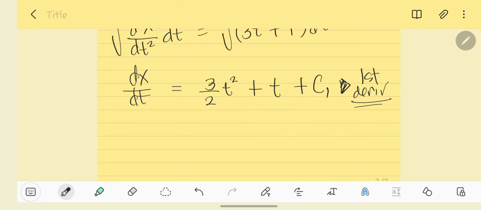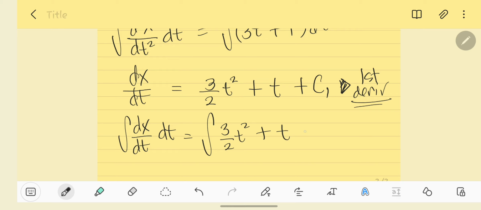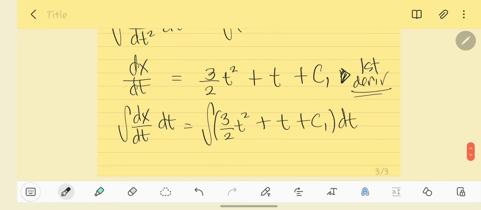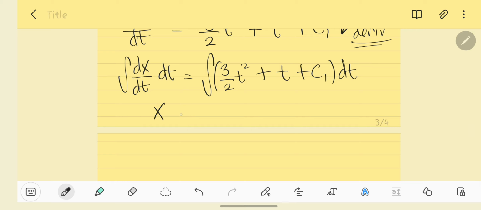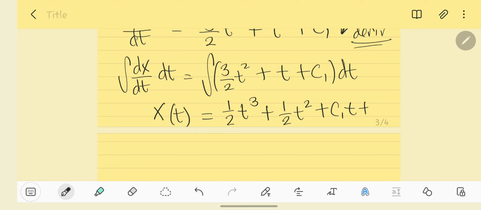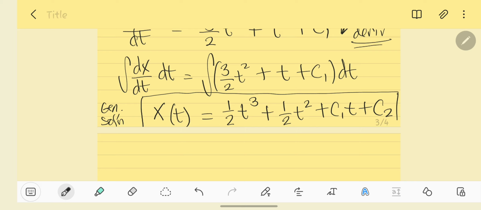So we try to solve for x in terms of t. Integrating again, the integral of dx over dt times dt is equal to the integral of 3 halves t squared plus t plus c1 dt. So integrating the equation, x as a function of t is equal to the integral of 3 halves t squared, which is 1/2 t cubed, and then the integral of t is 1/2 t squared, plus the integral of the constant, c1 t, plus c2. Now this is your general solution.